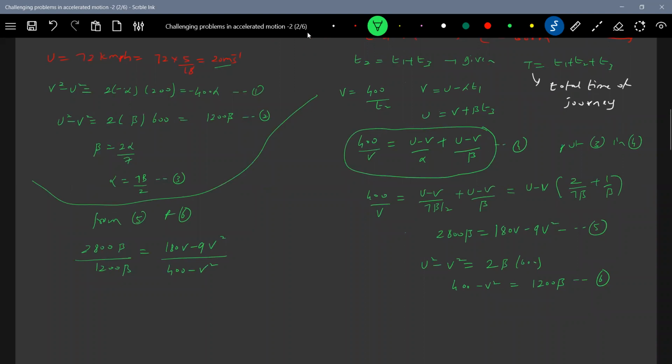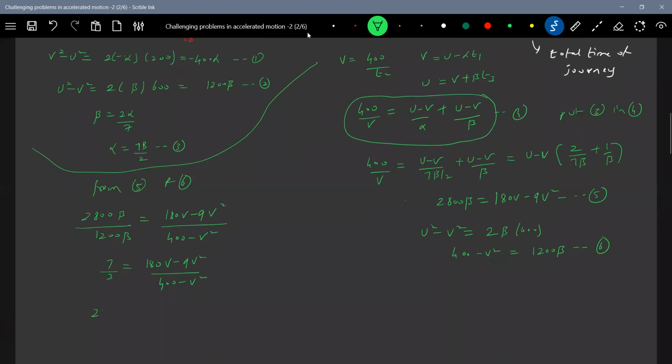This will be 7 by 3 equals (180 V minus 9 V square) by (400 minus V square). So 7 into (400 minus V square) equals 3 into (180 V minus 9 V square), that is 2800 minus 7 V square equals 540 V minus 27 V square. Solving this, 27 minus 7, 20 V square minus 540 V plus 2800 equals 0. Solving this, we'll get the expression for V.